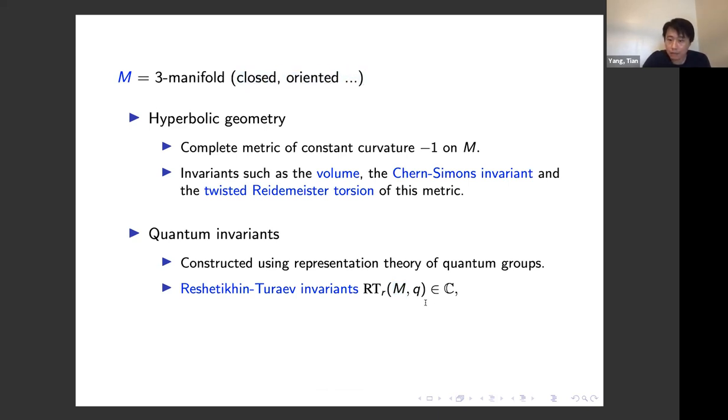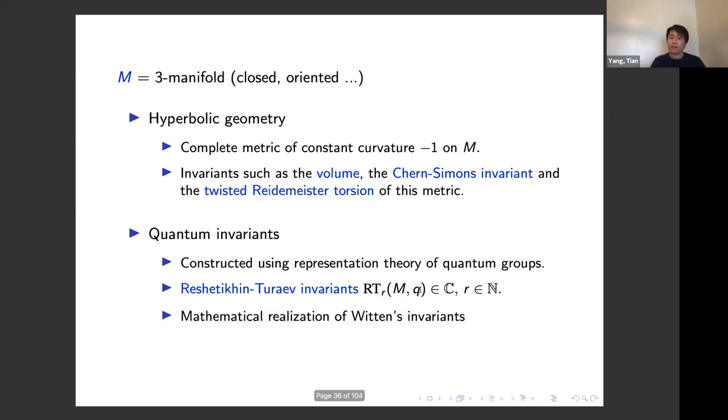Then for such a manifold, for each integer r, we have a complex number. So the Reshetikhin-Turaev invariants are a sequence of complex valued invariants of the manifold. And here, as you can see, I also put a little q. This little q is a choice of rth root of unity for this r. So in the definition, there's a choice of the root of unity involved.